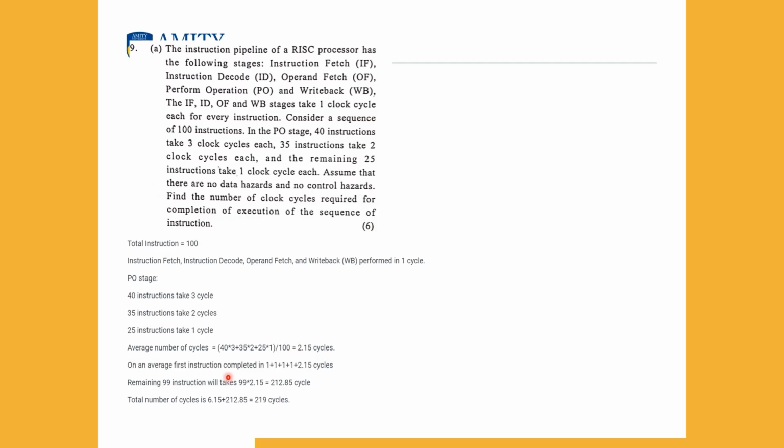Then on average the first instruction is completed in 1 plus 1 plus 1 plus 1 plus 2.15 cycles. This is because we have 1 cycle for each of these operations, which are 4 of them. So 4 plus 2.15 for the average PO stage gives us the average time for the first instruction to be completed. For the rest of the 99 instructions, we multiply them by 2.15, which gives us the cycles for the remaining instructions. Finally, the total number of cycles can be the sum of our first instruction plus the remaining instruction cycles, which gives us 219.